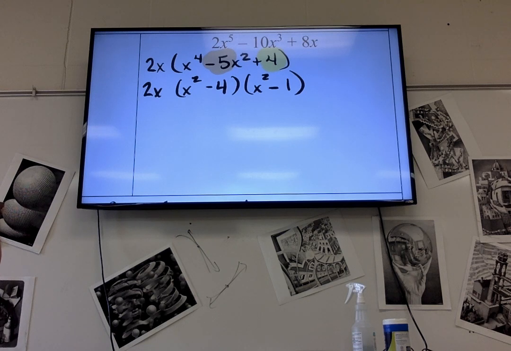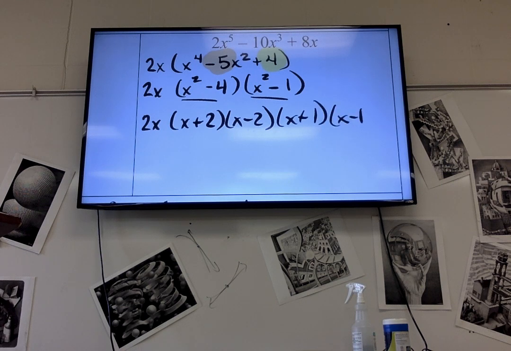And negative 4 times negative 1, or plus negative 1, sorry, gives us negative 5. That's good. Now, both of these are what? Difference of two squares, yeah. So those will factor into x plus 2 and x minus 2, and x plus 1 and x minus 1.